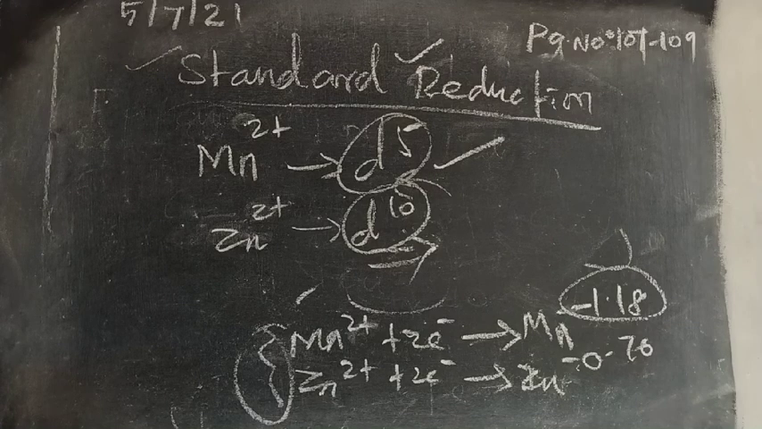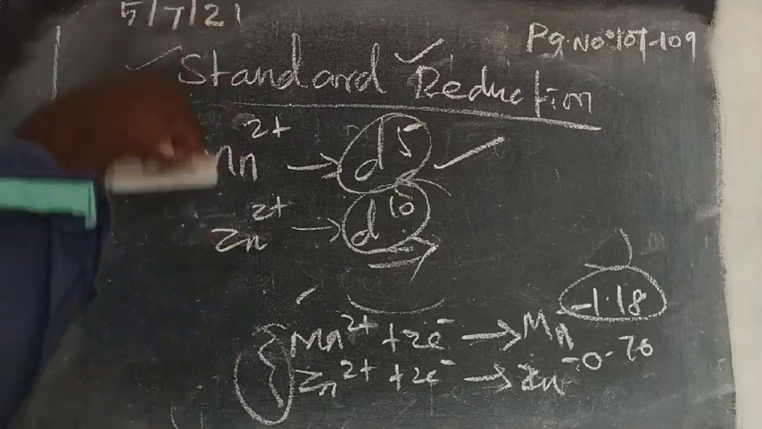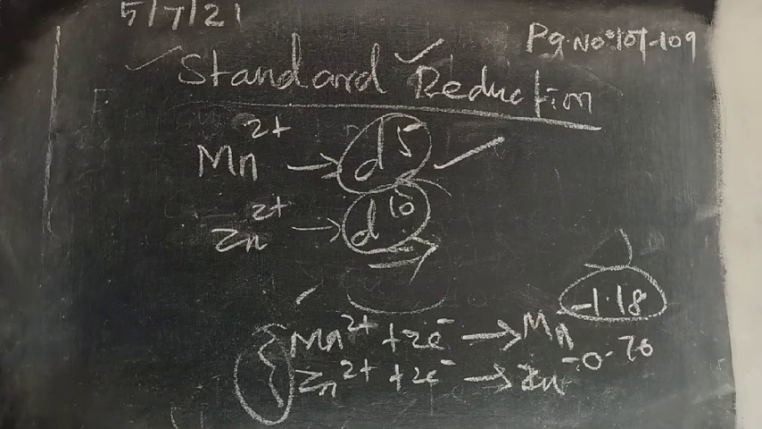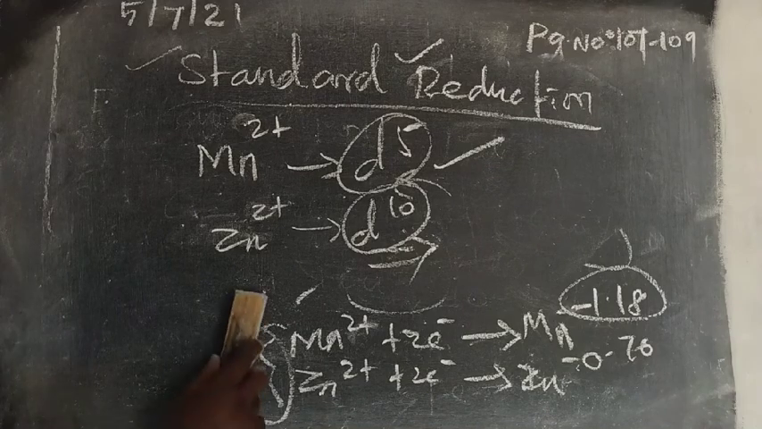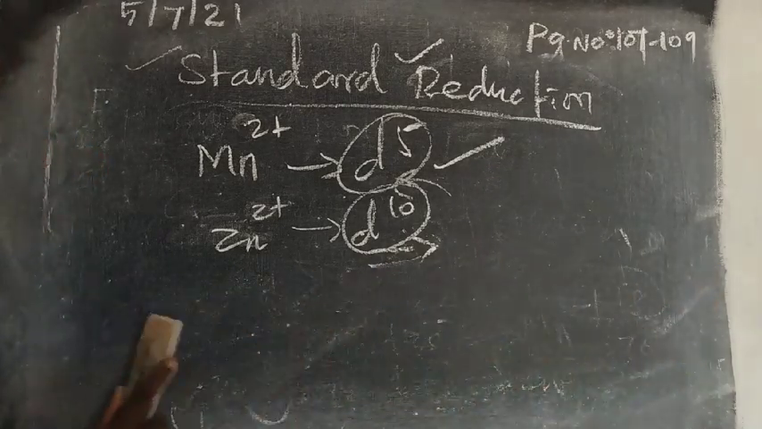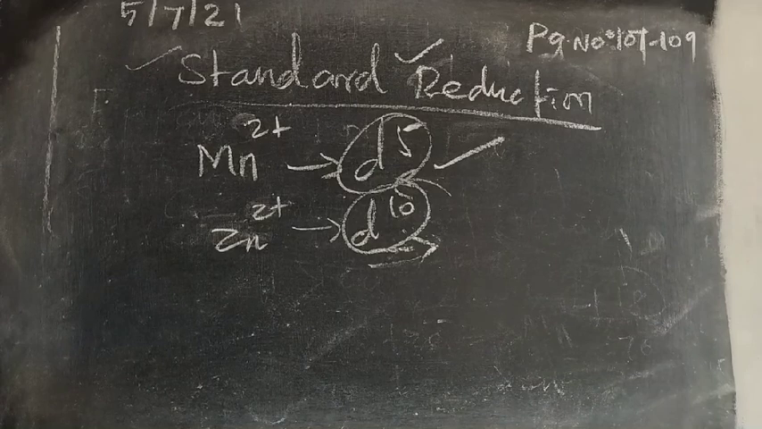The transition metals, in their high oxidation states, tend to be oxidizing. Now we have seen the reduction series, that means the reduction potential values for the first transition metal series. Now we are going to discuss their properties.